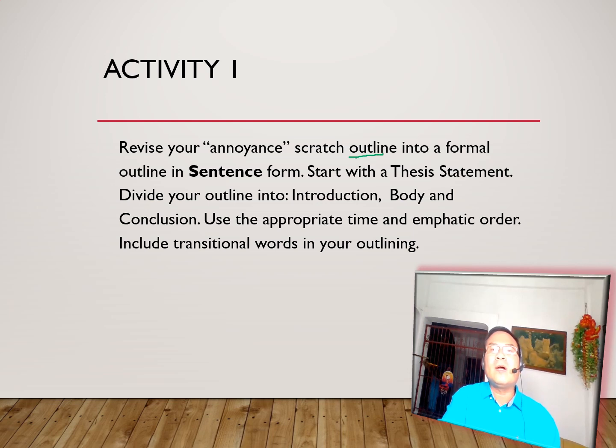And then in what form? You're going to make use of a formal outline in sentence form. Not in paragraph form yet, just sentences. Clear? So don't forget, it should be sentence form. Then start with a thesis statement, then divide into the format that we're following: introduction, body, conclusion. So use the appropriate time and emphatic order that you learned today, then include transitional words in your outlining.